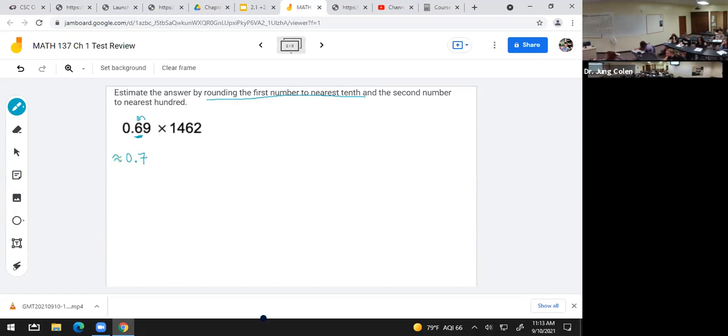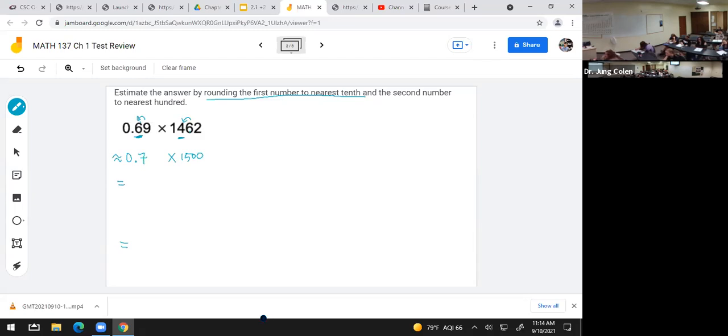When it's not exactly the same, you're not going to put an equal sign. It's not exactly equal, it's approximated, so you squiggle that equal sign. That's for estimation. So it's about 0.7. Now it says the second number to the nearest 100. Which value is the 100th place? 4. You look at the next digit, 6. Is it greater than or equal to 5 or less than 5? Greater. So you need to round that up. So it's going to be 1500.